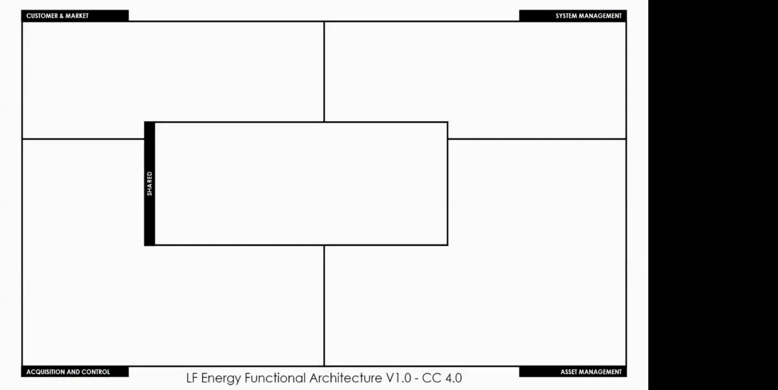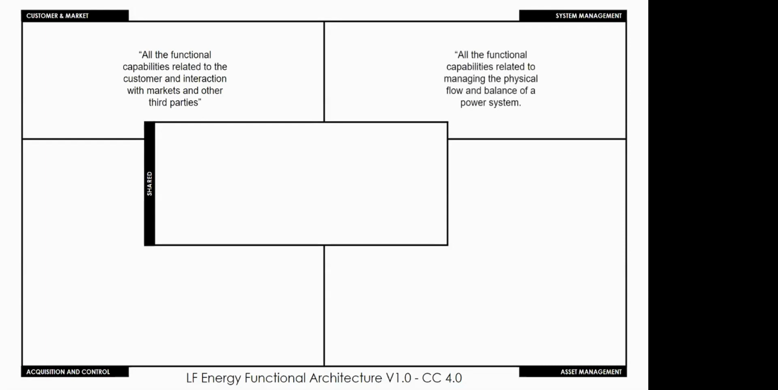The Elevate energy functional architecture defines the fit for a future grid that we have in mind. And the architecture consists of 5 main blocks, also called categories, that together represent the grid of the future. In the top left, we have customer market. It contains all functional capabilities related to the customer and to the interaction with markets and other third parties.